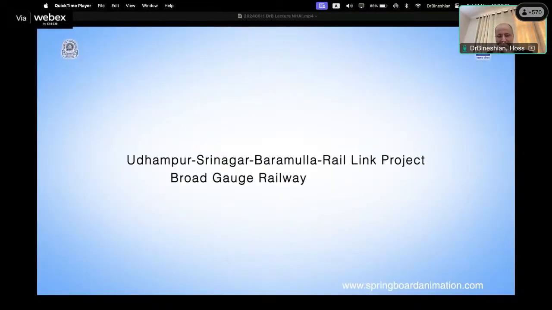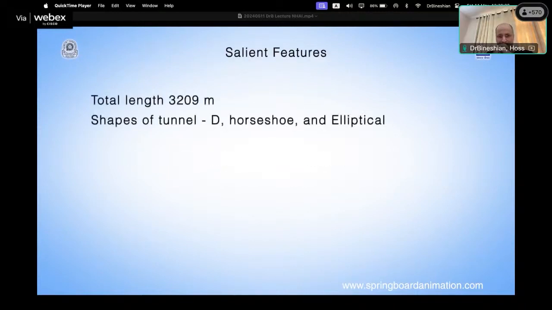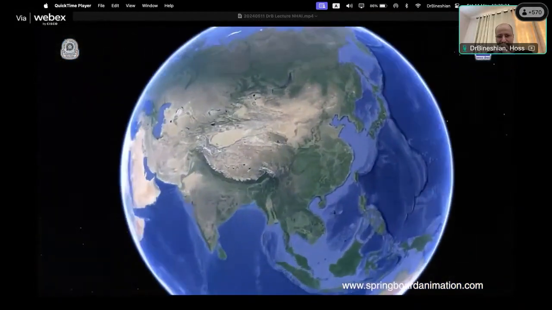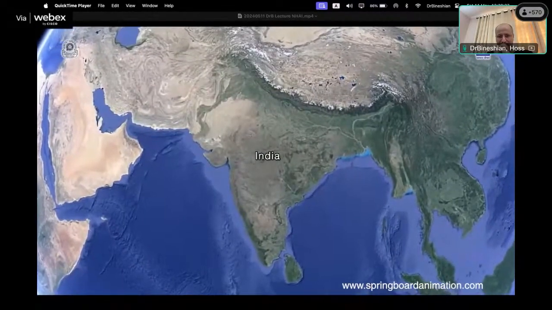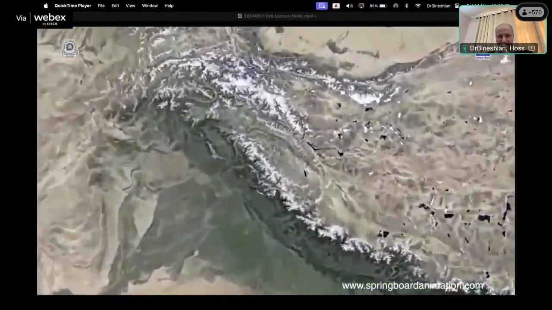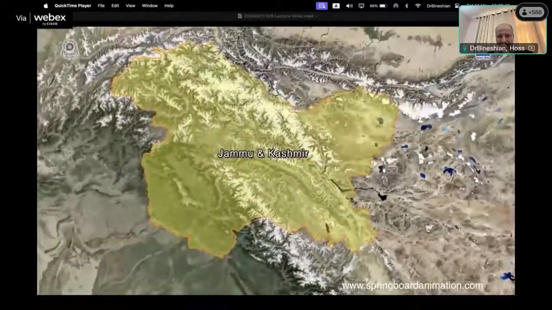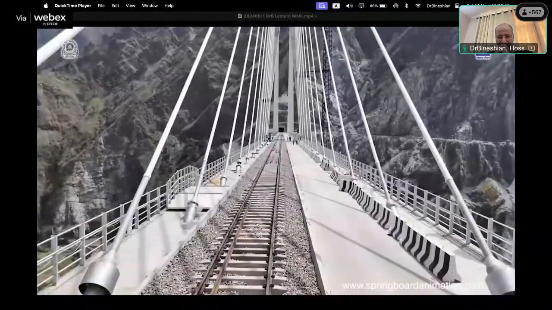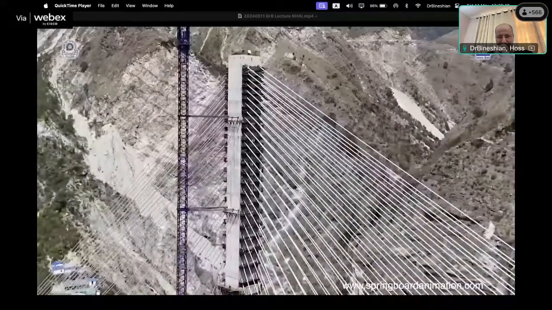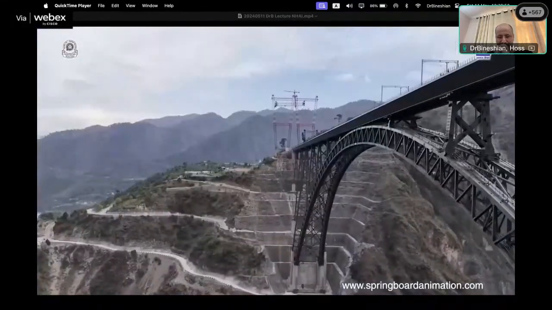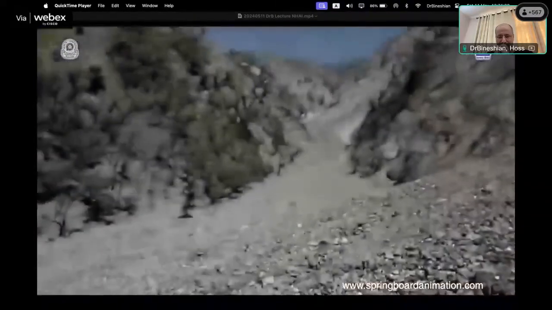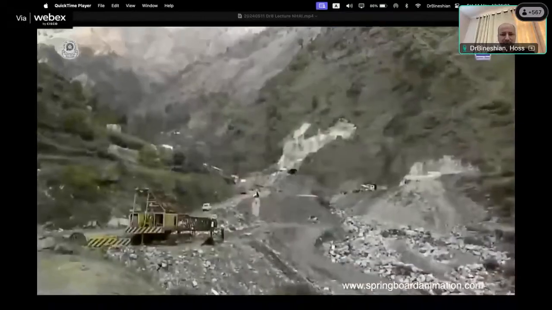Connecting Jammu and Kashmir, the Udhampur-Srinagar-Baramulla Rail Link, USBRL project. The Udhampur-Srinagar-Baramulla Rail Link, USBRL, is a transformative infrastructure project that aims to connect the picturesque region of Jammu and Kashmir to the rest of India through a robust and all-weather railway network. This ambitious project is a testament to the commitment of the Indian government to enhance connectivity, promote economic development, and facilitate easier access to the northernmost state of India. Here are some key points highlighting the significance of the USBRL project.